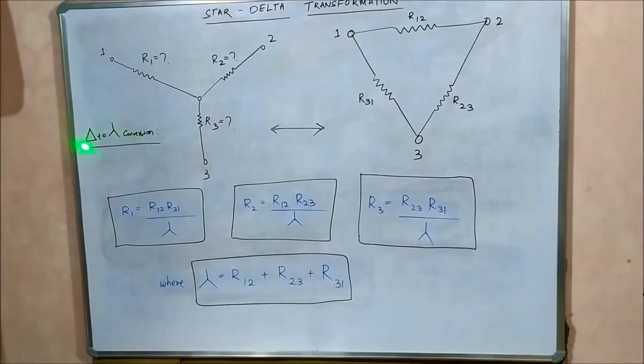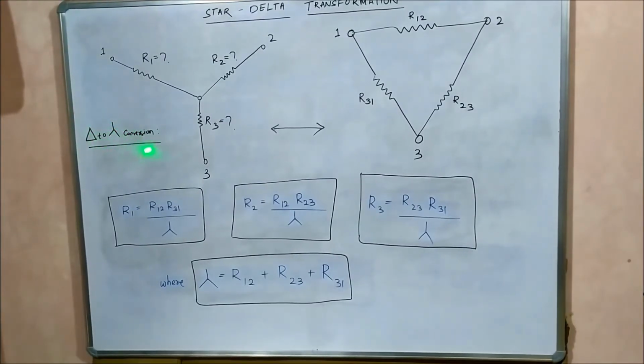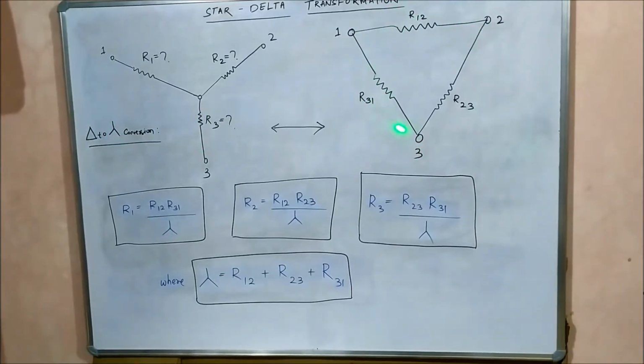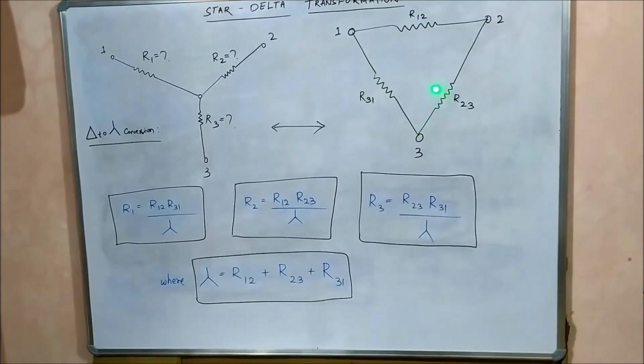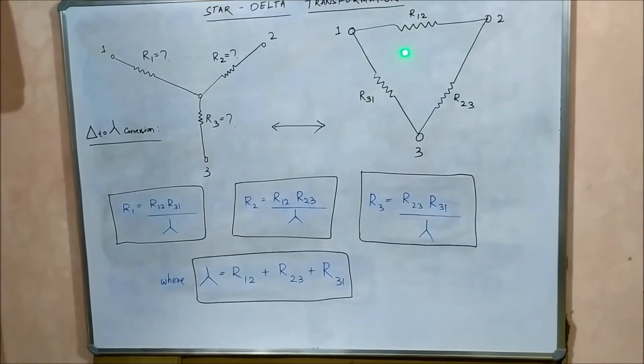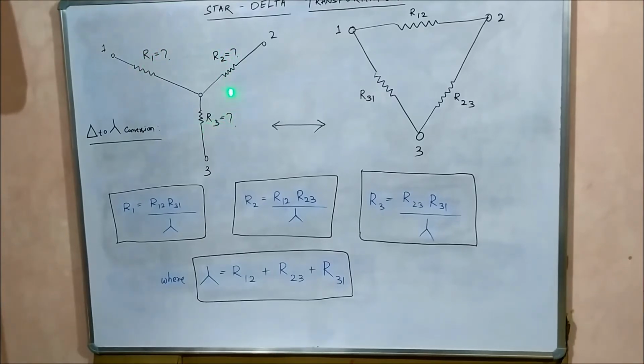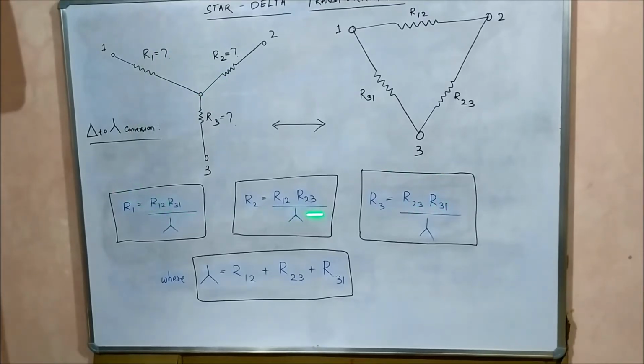Next we are going to see the delta to star conversion. It means we have a structure in the form of a delta shape with R12, R23 and R31 known, and we have to convert it into the equivalent star-shaped structure. In order to convert this delta structure to star form, we have to calculate the values of R1, R2 and R3, which are unknown to us. For that we will use these formulas.